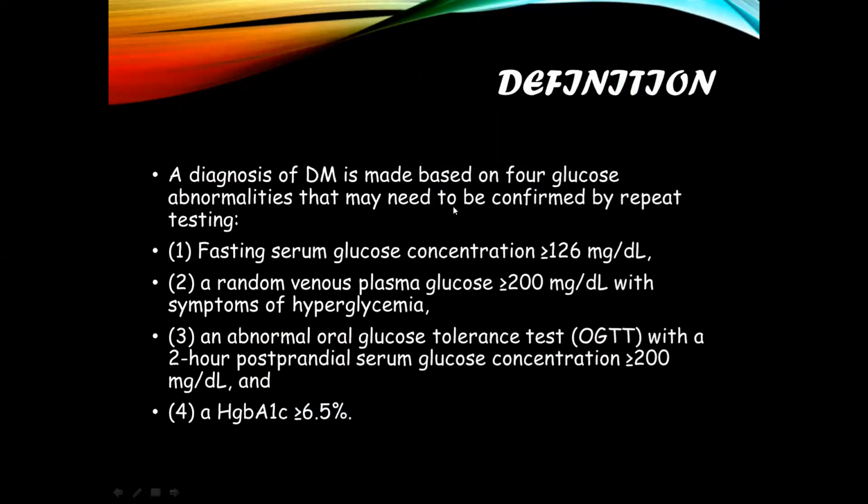So let's talk about the diagnosis of diabetes mellitus. It is made based on 4 abnormalities that may need to be confirmed by repeated testing. First, fasting serum blood glucose concentration greater than 126 milligrams per deciliter. Second, a random venous plasma glucose greater than or equal to 200 milligrams per deciliter with symptoms of hyperglycemia. Third, an abnormal oral glucose tolerance test with a 2-hour postprandial serum glucose concentration greater than or equal to 200 milligrams per deciliter. And fourth, an HbA1c, which is glycated hemoglobin, greater than 6.5%.